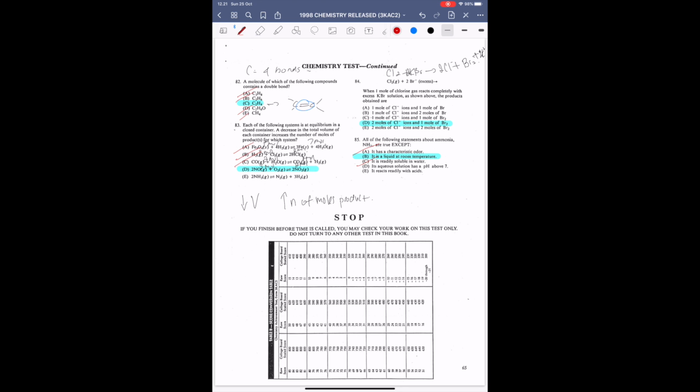D, its aqueous solution has a pH above 7. That's correct because ammonia is weakly basic. E, it readily reacts with acid. Yes, that's true. So we know it's B.